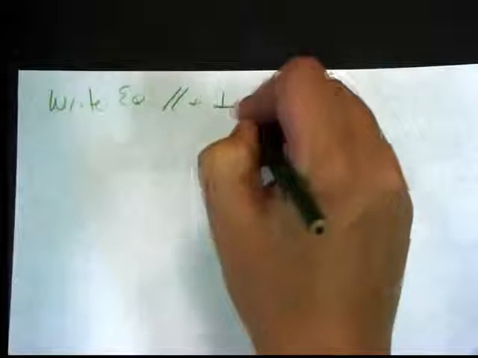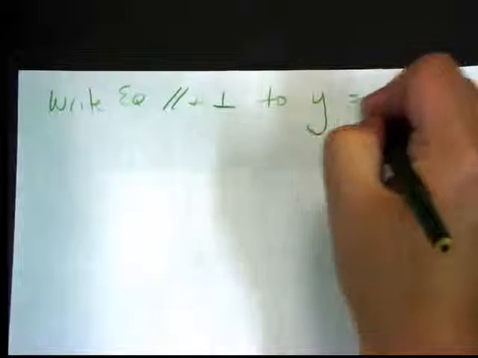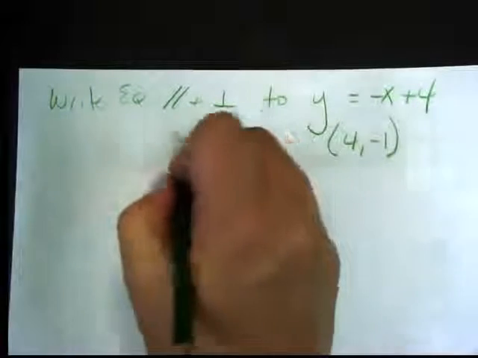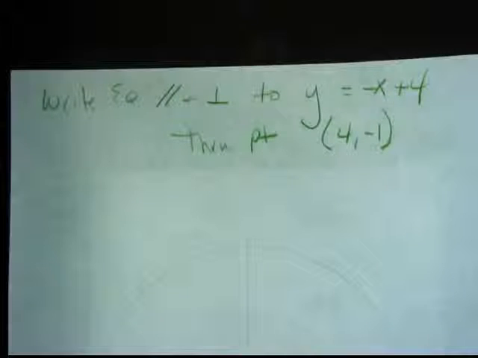So let's try that one more time. Find the equation that's parallel and perpendicular to y equals -x plus 4 through the point (4, -1). So take a minute, pause the video. Yes, actually hit pause right now.